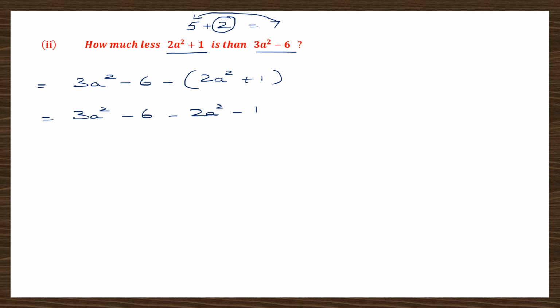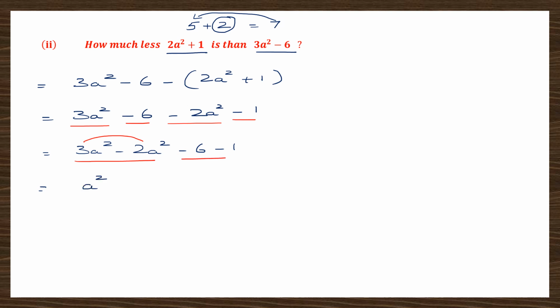Put the like terms together. So the like terms are 3a square minus 2a square. Then we have the numbers minus 6 and minus 1. Let's work on the like terms. Here let's take only the numbers. 3 minus 2 is 1, so it'll be 1a square or simply a square. Now here, minus 6 minus 1, signs are the same, so we put the same sign and we add. 6 plus 1 is 7. So what is our final answer? A square minus 7.